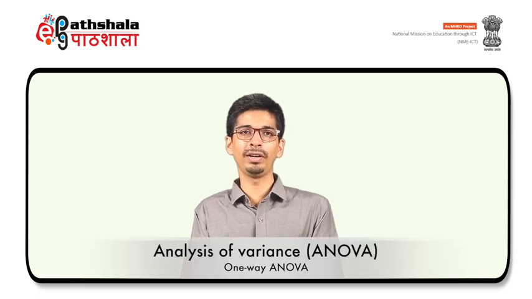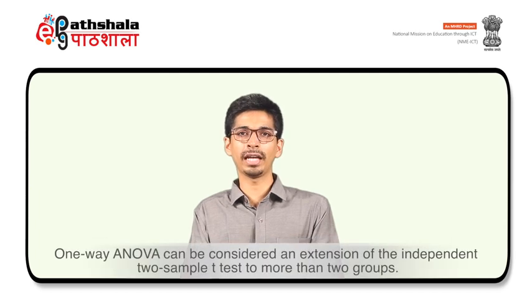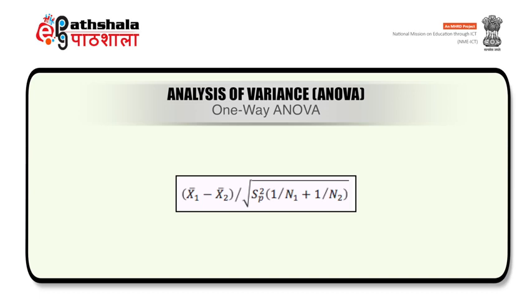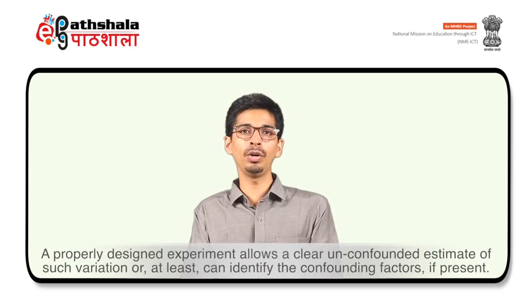In ANOVA, now we will discuss one-way ANOVA. One-way ANOVA can be considered an extension of the independent two-sample t-test to more than two groups. In the t-test, the following statistic compares the difference of two sample means to the standard deviation of the differences. As you can see, the pooled variance depends on the variability within each of the two groups.